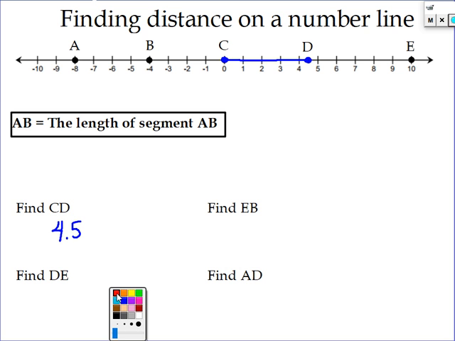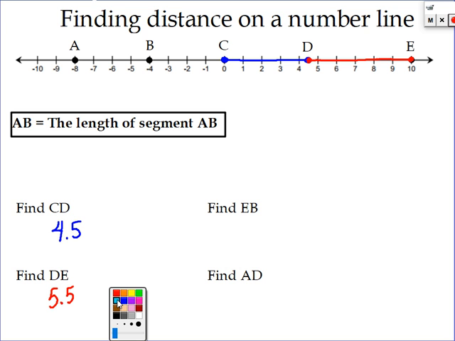Now, if I want to find DE, again, that's from D to E, that segment. I want to find the length of that. This time I'll count backwards. So starting at E, it's 1, 2, 3, 4, 5.5. So DE is 5.5 units long.